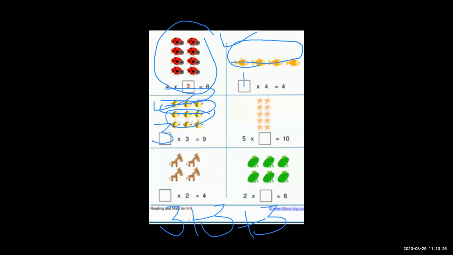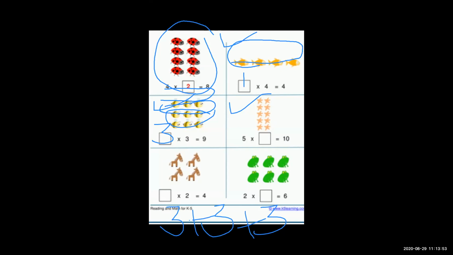Very good. Very nice. Understood till here? Now next, a star is given to you in the fourth column. Now you want to write in this empty box. Which number will come there? 5 into dash is equal to 10.